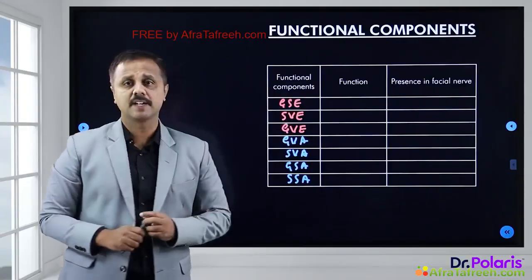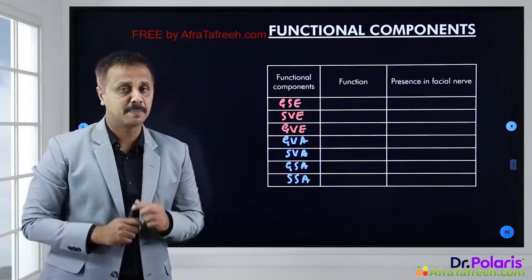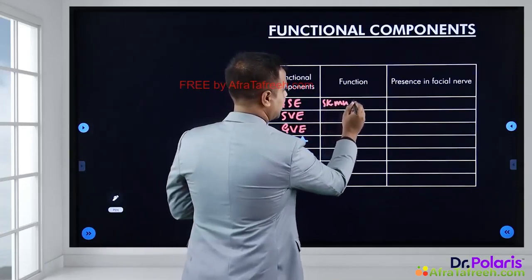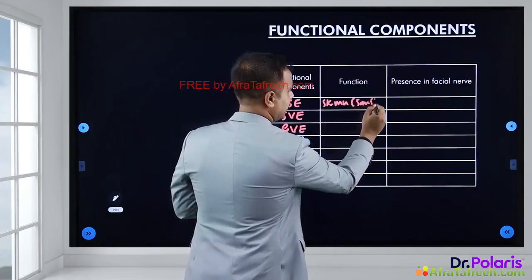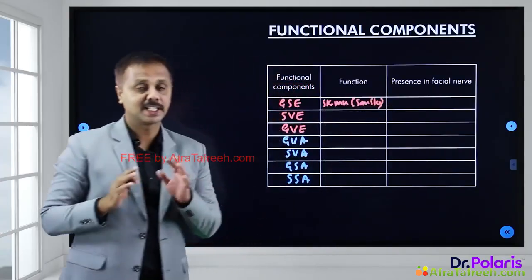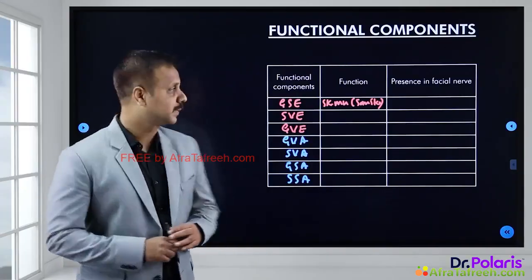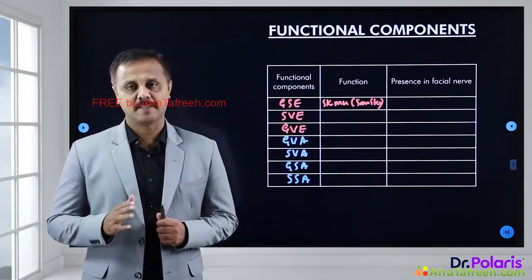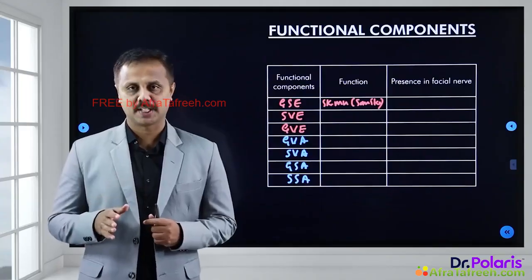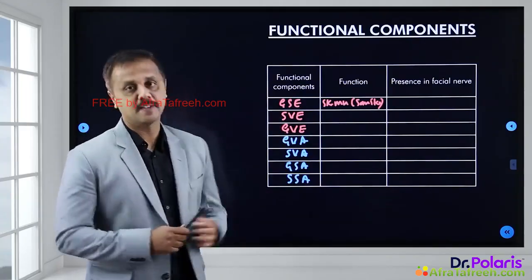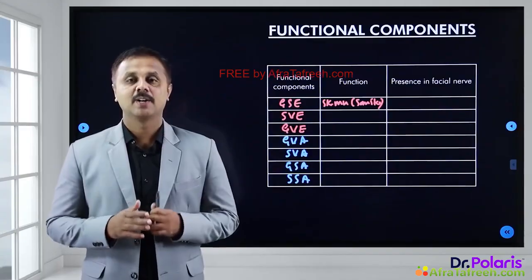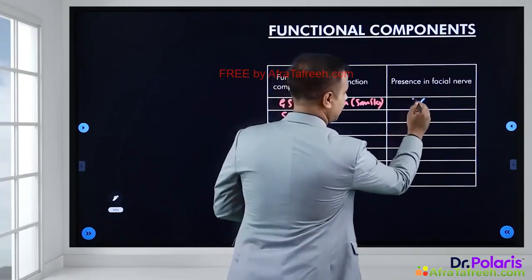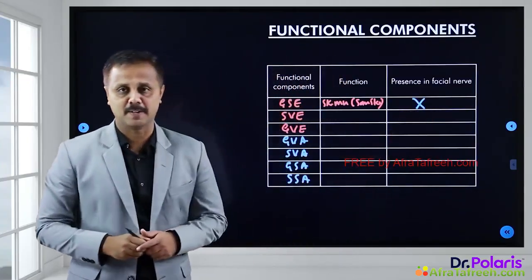The general somatic efferent column, what is its function? Remember, it supplies the skeletal muscles derived from somites, the somites in the cranial region. Now, what are the muscles derived from cranial somites? These are the muscles of the eye, the extraocular muscles, and the muscles of the tongue. And we know that the facial nerve will supply neither the muscles of the eye nor the muscles of the tongue. So we can easily rule this out. So this column is not present in the facial nerve.